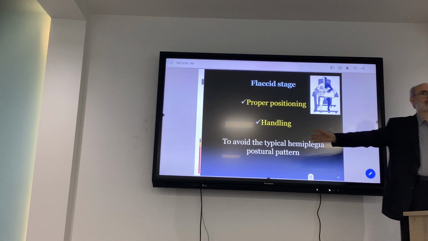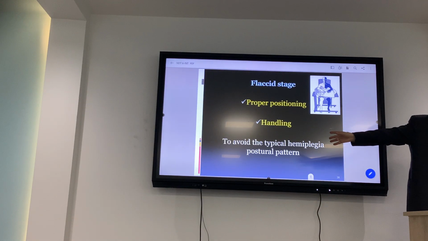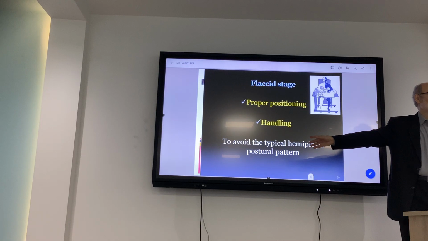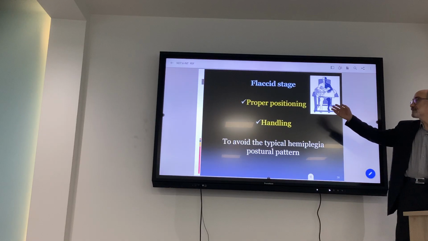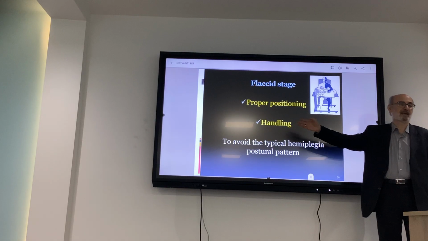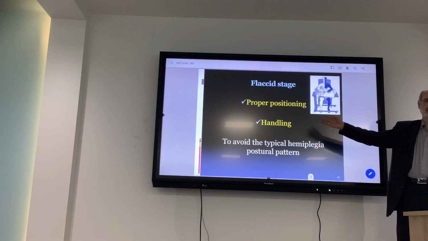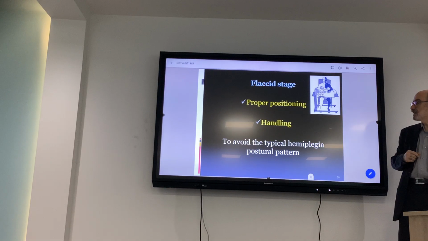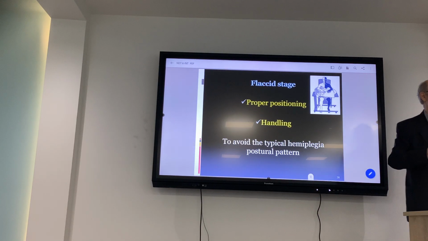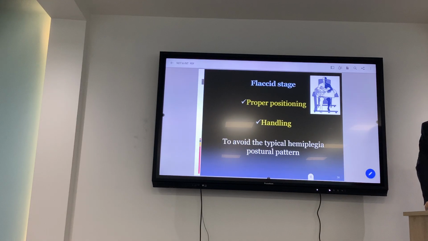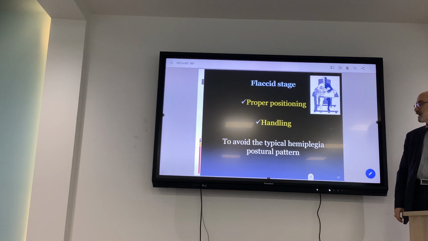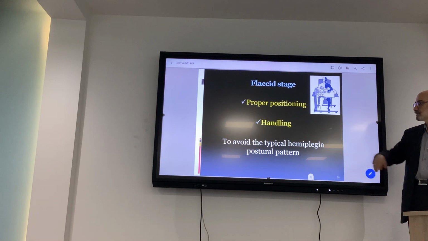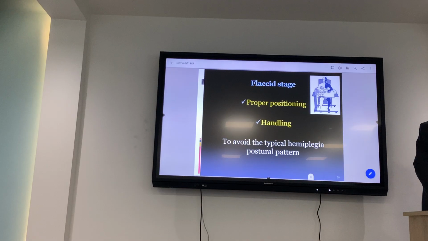it was one of the questions for the final exam: what do we have to do in the flaccid stage? The aim is to obtain proper positioning and handling. Proper positioning and handling are the most important notes in the flaccid stage. Exactly, we ask about proper positioning and handling.